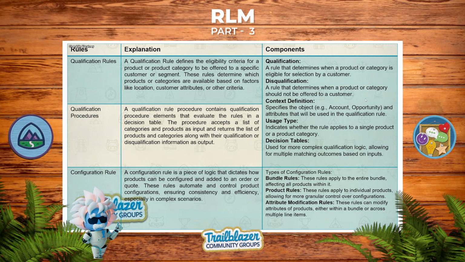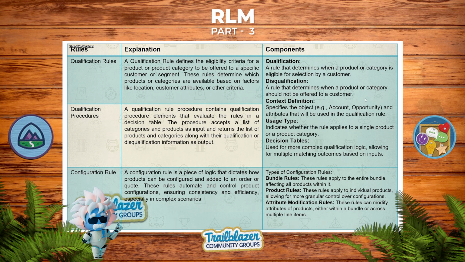Configuration rules are basically used to show which product is to be added for which customer, which product needs to be hidden, and whether the customer has the ability to configure the product or not. Those kinds of things we can manage in the configuration rule. We can do configuration on three bases: bundle rules, product rules, and attribute modification rules.